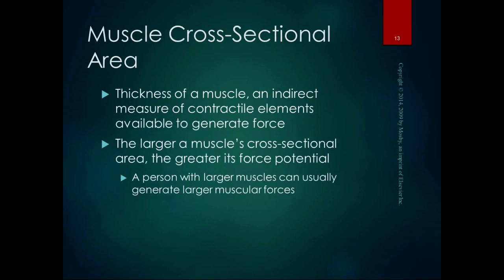So the cross-sectional muscle area is the thickness of a muscle, which is an indirect measure of the contractile elements available to generate force. So we all know that someone with bigger muscles is stronger than someone with smaller muscles, right? A person with larger muscles can usually generate larger forces because their muscles' cross-sectional area is bigger. So the bigger the cross-sectional area, the greater the force potential. So if you want to be strong, you got to build up your cross-sectional area.